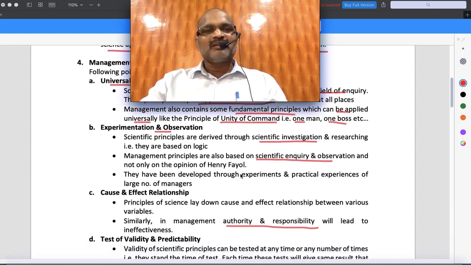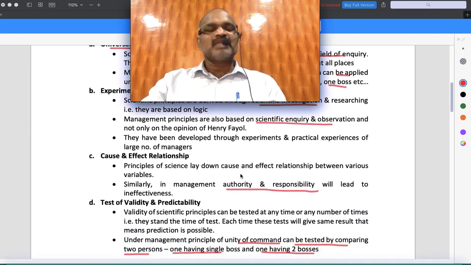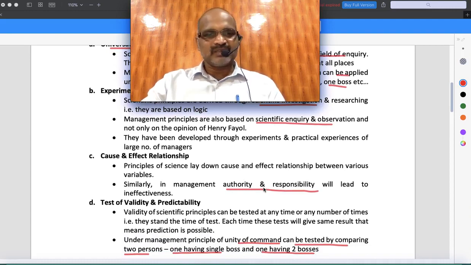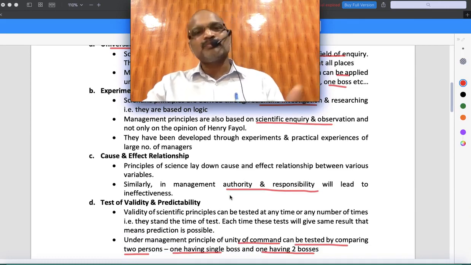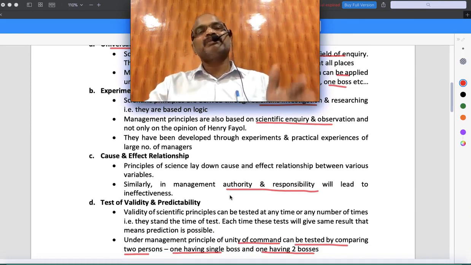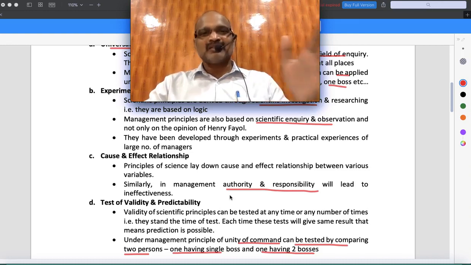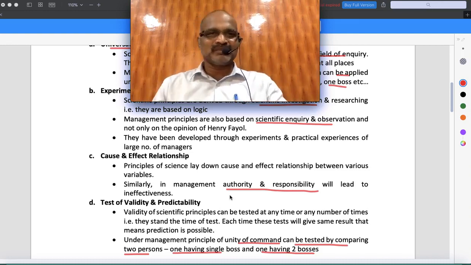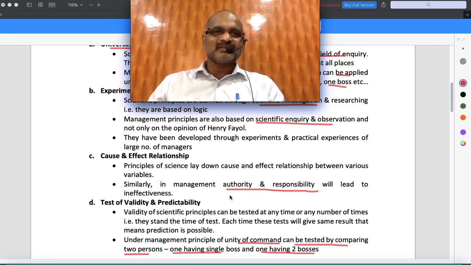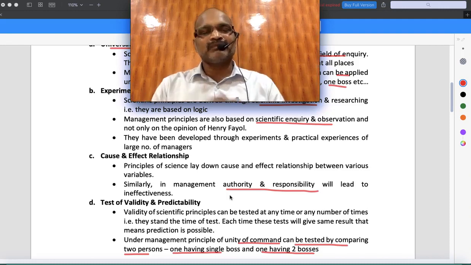Everybody clear? Okay, just like science will tell you about cause and effect relationship, we also have management principles that will tell you the reason. Suppose there is no performance in the company, people are not giving quality, or the teacher is not teaching well, definitely there's going to be some problem. What is the reason? Maybe he's not reading the book daily, he's not having proper material, or he's not encouraged. For everybody's performance there might be reasons, so management also will give you that.